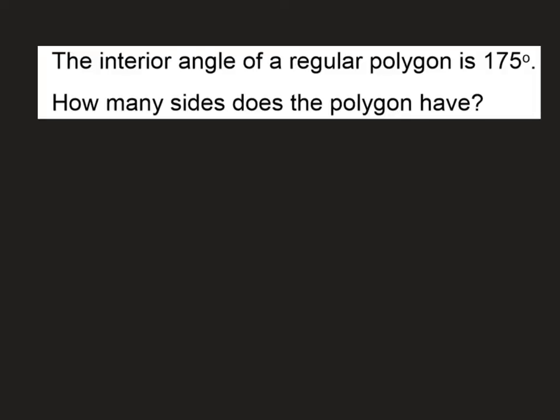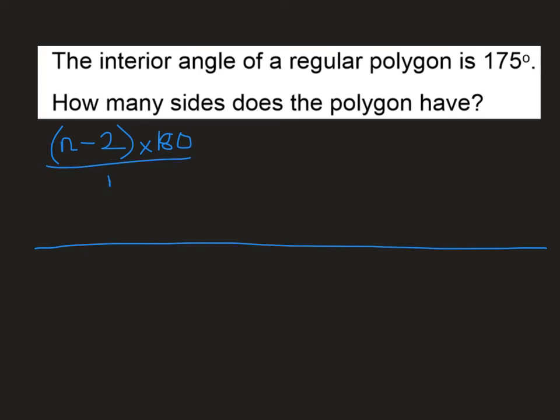As an example, here is a question. The interior angle of a regular polygon is 175 degrees. How many sides does the polygon have? We've got two options here. We can ask, how do I work out the interior angle of a regular polygon? Well, the formula, using n, is n minus 2 times 180, divided by the number of angles I have, and I am told that equals 175 degrees.